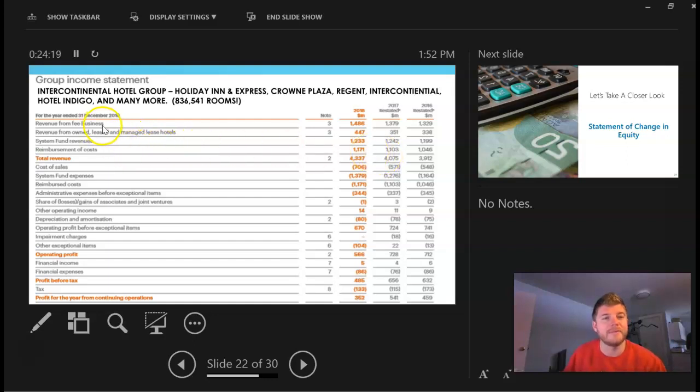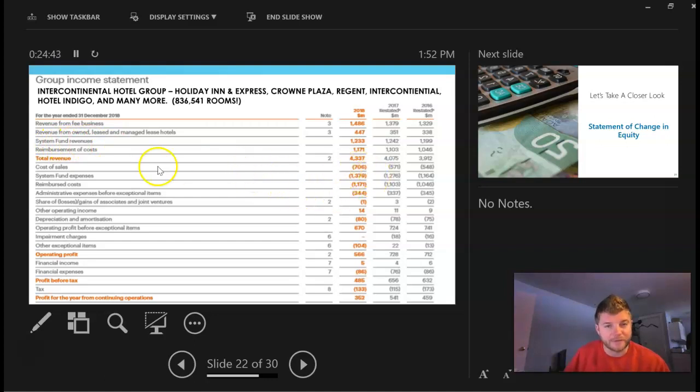The revenue from their fee business is probably, a lot of hotels pay a franchise fee to have the Regent above their doors, just the branding and the name and everything. So I think they make a lot of their money from branding. This one here is some of the properties they actually own. This is system fund revenues. I couldn't tell you what that means, but they're obviously making quite a bit of money through that.